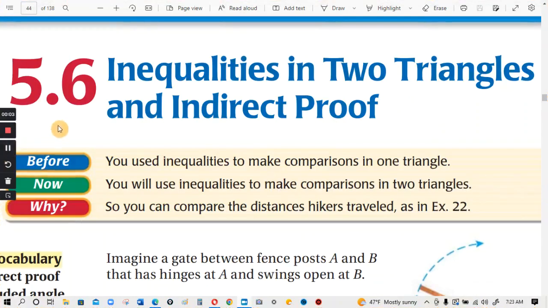Chapter 5.6, Inequalities in Two Triangles and Indirect Proof.